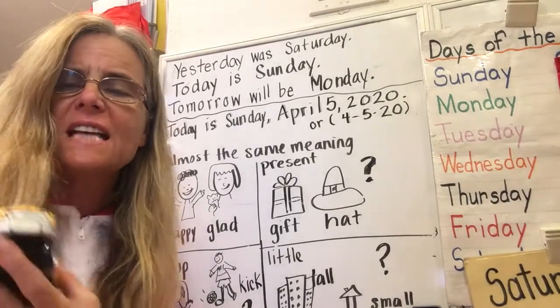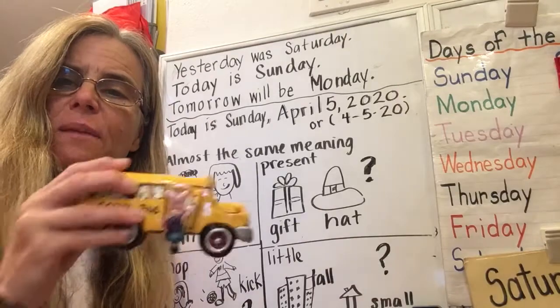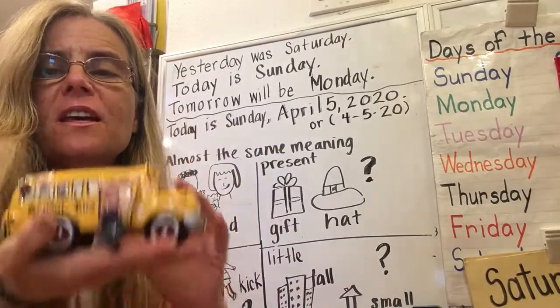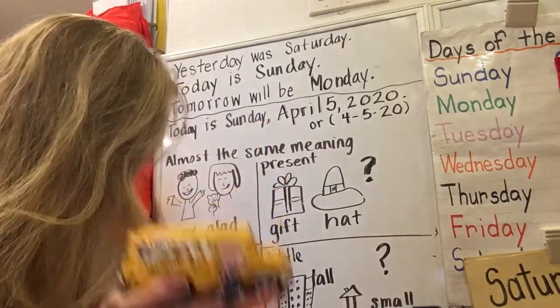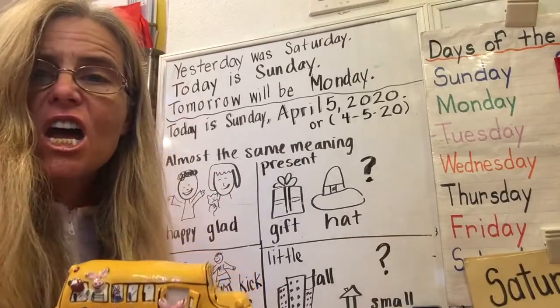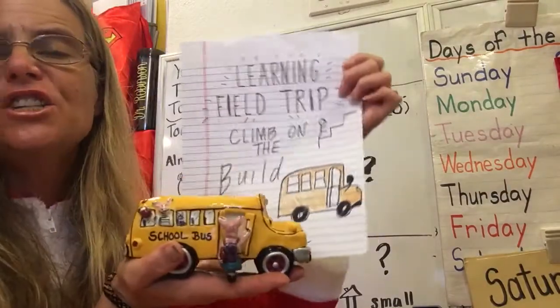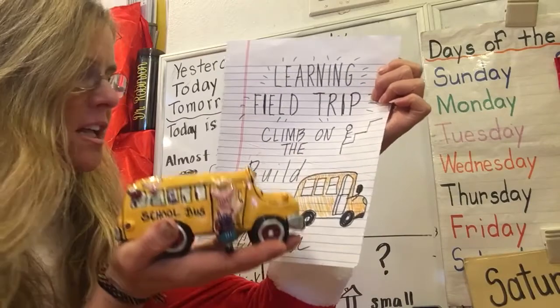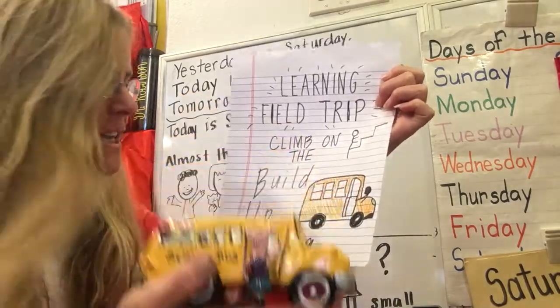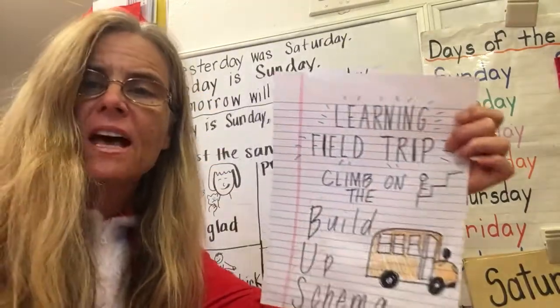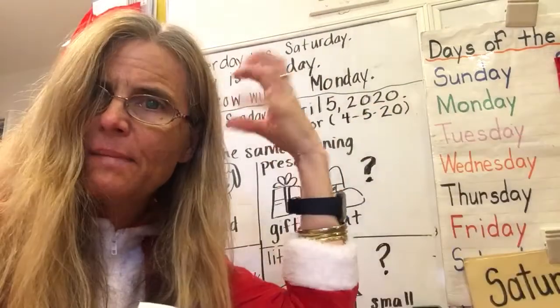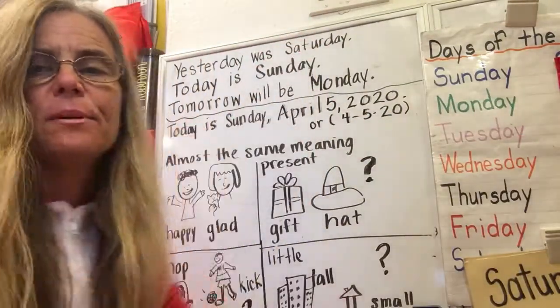For a micro lesson, we're going on a trip. Not in our favorite rocket ship, but in our favorite bus. It's a learning field trip. Climb on the bus. We're going to build up our schema. Schema snacks. Brain bite. Just a little nibble.